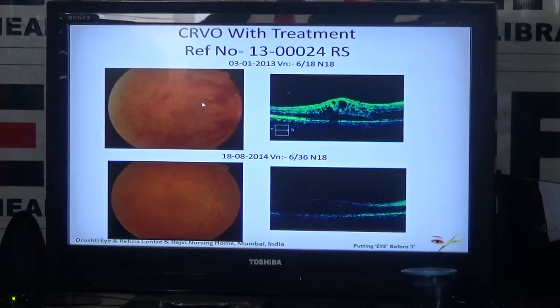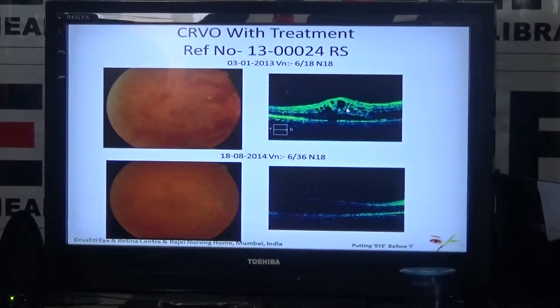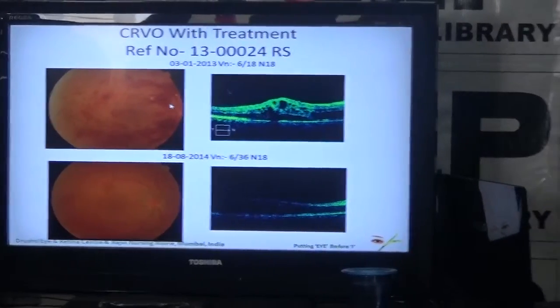Now we assess the amount and type of this swelling by a test called OCT, or optical coherence tomography, which shows that there is swelling in the retina with a cyst and spongy-like appearance here. Now these patients would manifest in the form of diminished vision or defective vision, which would occur over a period of 2 to 3 days.